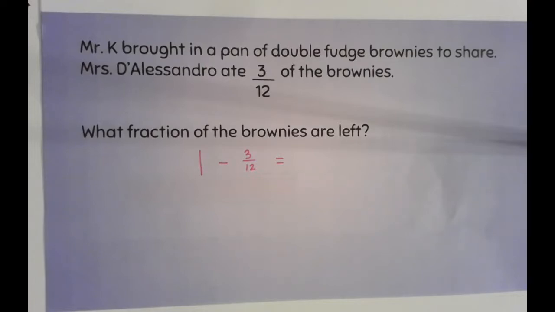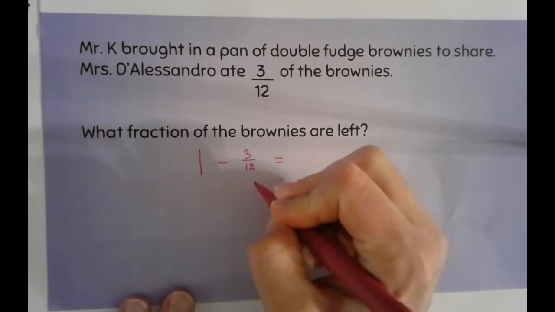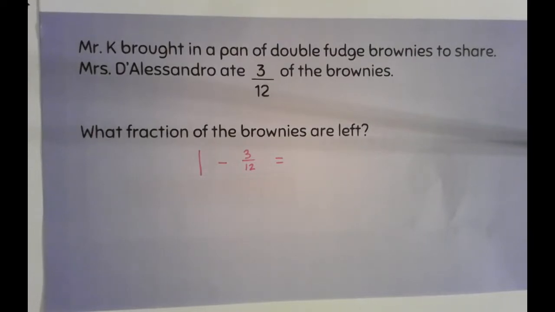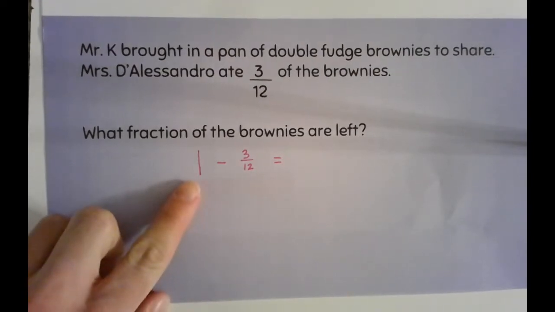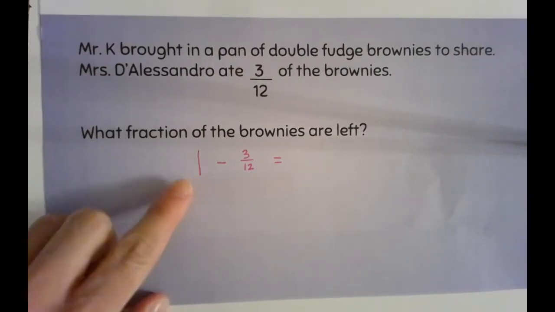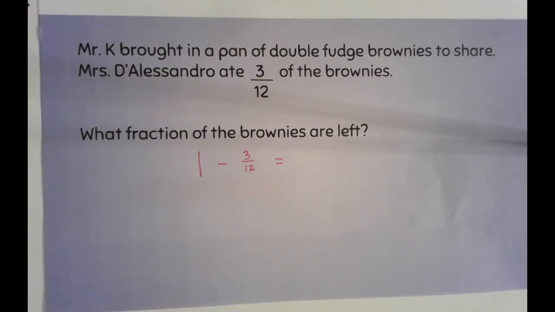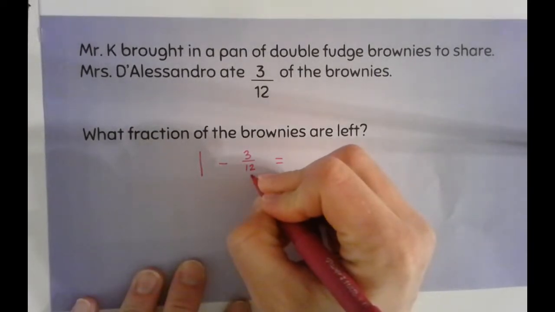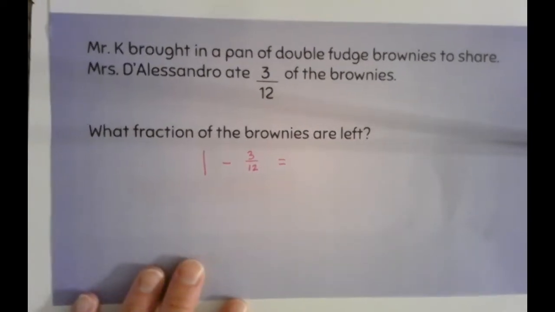So what we need to do is we need to make both fractions have the same denominator. So we can't change 3/12. Well, we could, but that wouldn't help us. So what we need to do is we need to make one whole into the form of a fraction. So what fraction do you think I could make one whole in the form of that would give me the same denominator as my fraction with 3/12? Think about that for a minute.